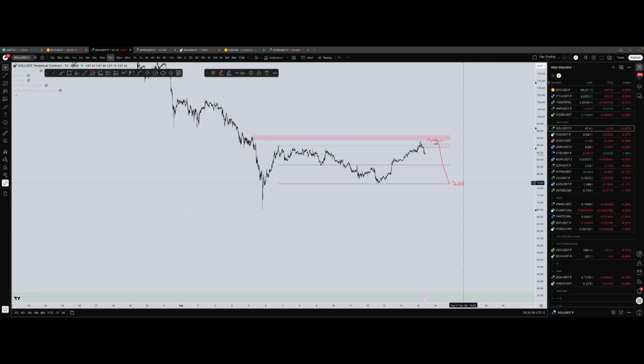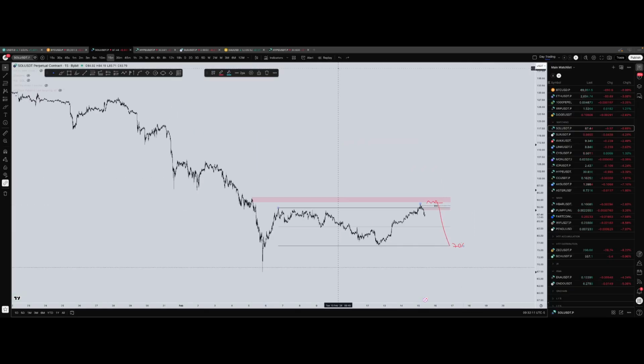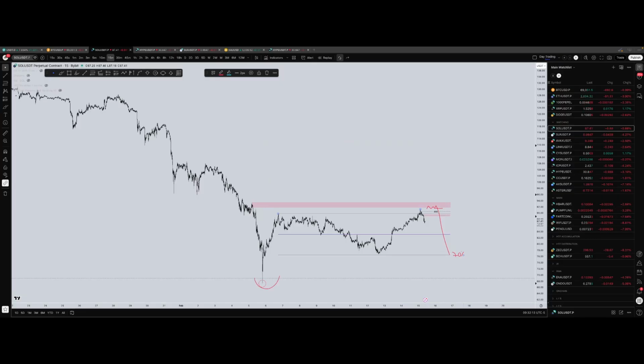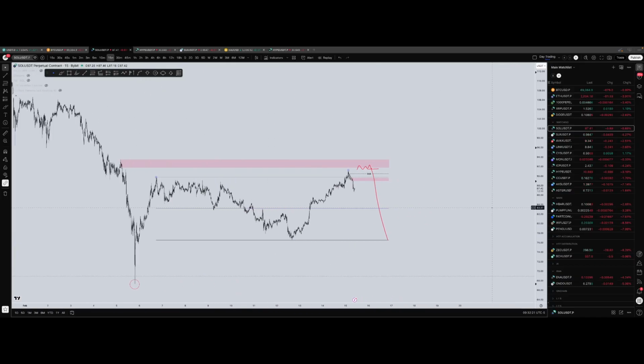So at this point in time, we're going to be looking for something like this on Solana. Now we just have to wait for the confirmations to see if this is something that plays out or not, and see if we can adjust our plans accordingly depending on what happens.